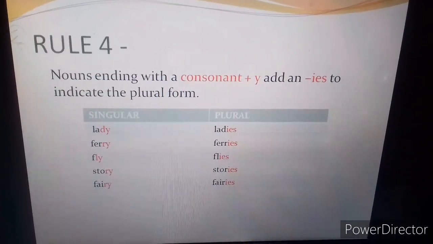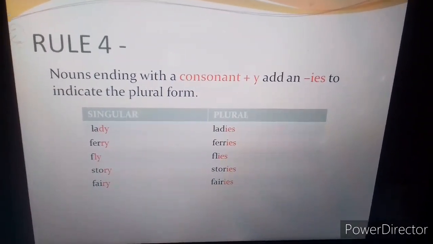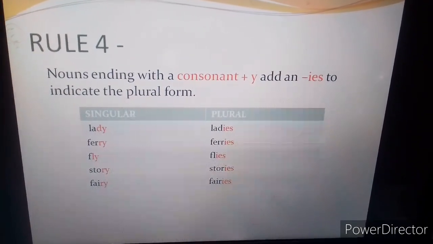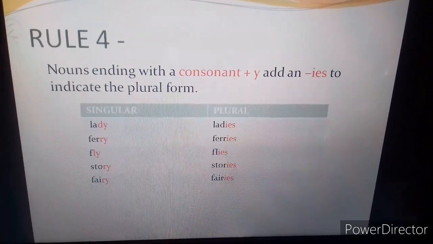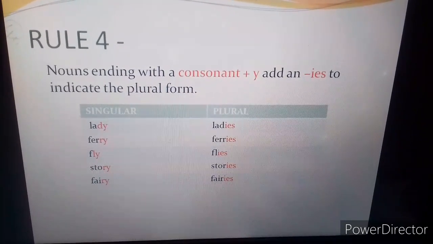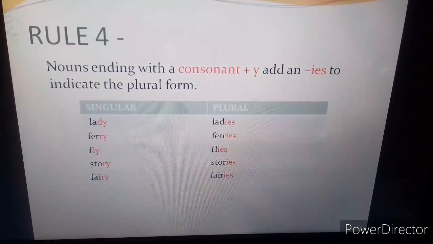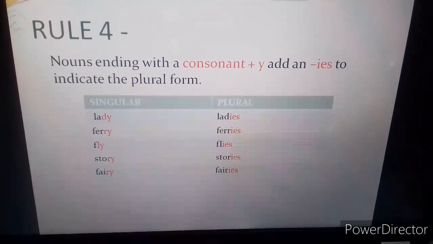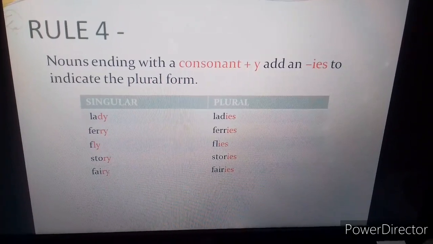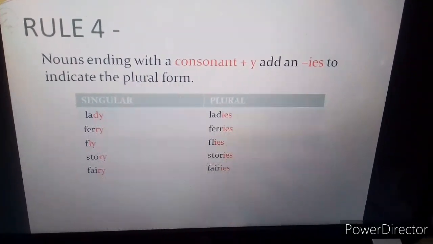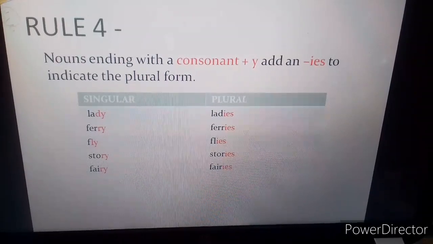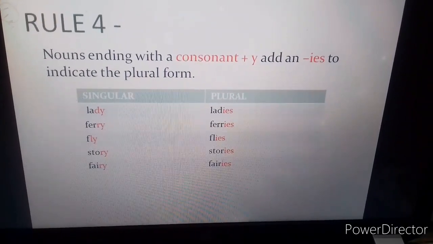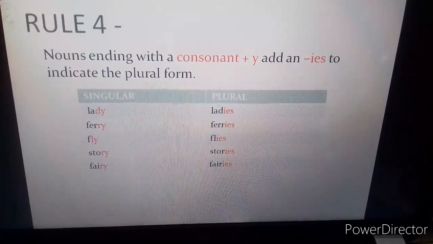Let us see rule number 4. Rule number 4 says nouns ending with a consonant plus y add ies to indicate the plural form. It says that nouns that end with a consonant and a y will be made into their plural form by adding ies. For example, lady. Now you can see lady ends with a consonant and a y. So it can be made into its plural form by adding ies. So the plural of lady will be ladies, ferry, ferries, fly, flies, story, stories, fairy, fairies.